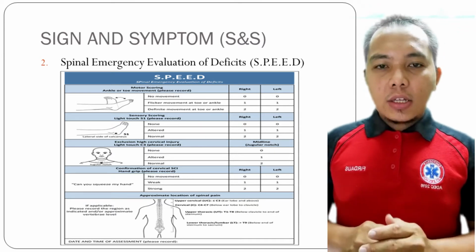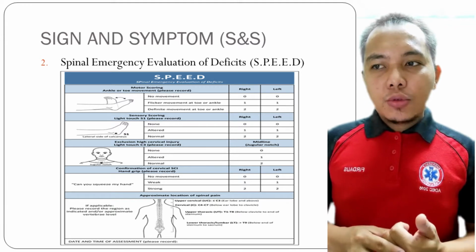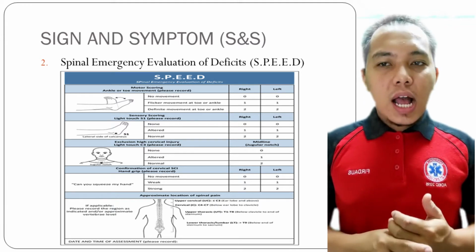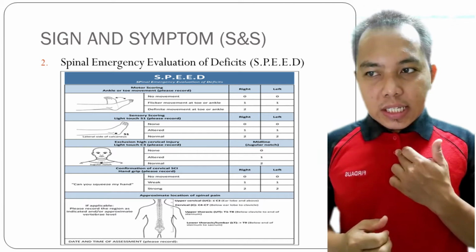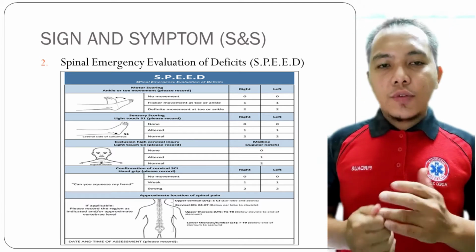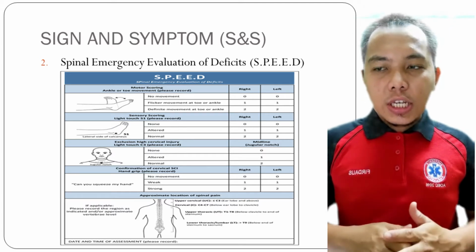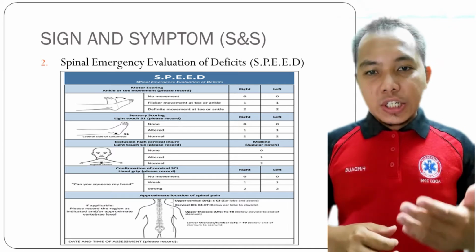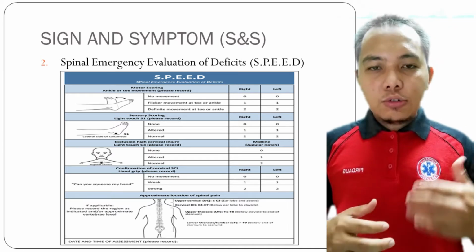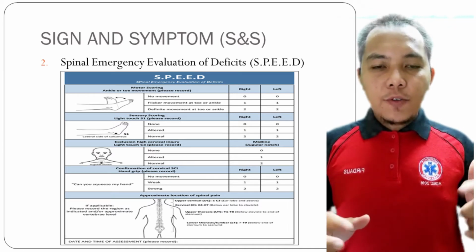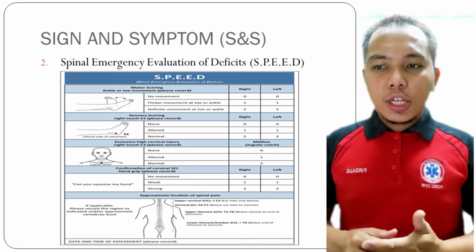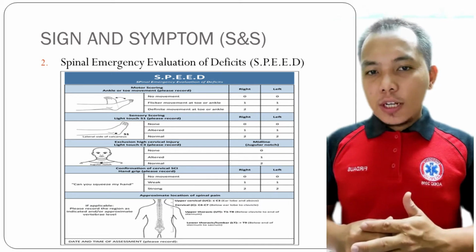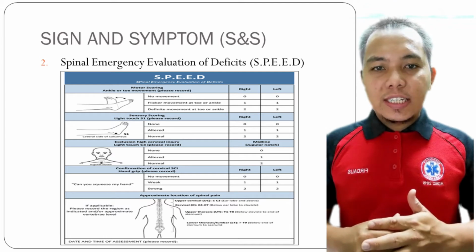Besides that, you can evaluate with the SPEED tool for exclusion of high cervical injury through light touch at C3, and confirmation of cervical spinal cord injury with an instruction given to the patient: can you squeeze my hand with both hands with your eyes closed? And last but not least, approximate the location of the spinal cord injury through the palpation procedure.